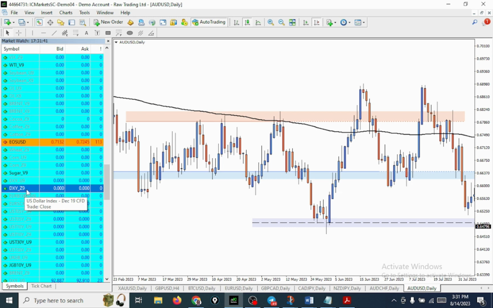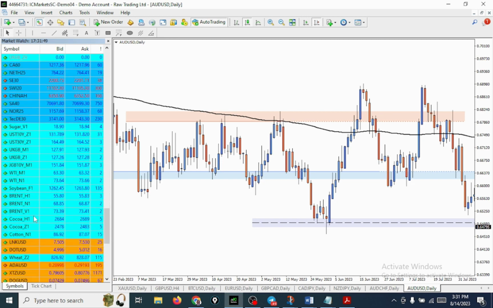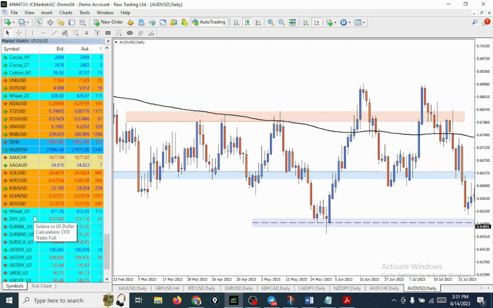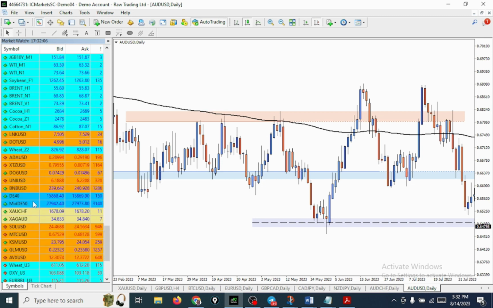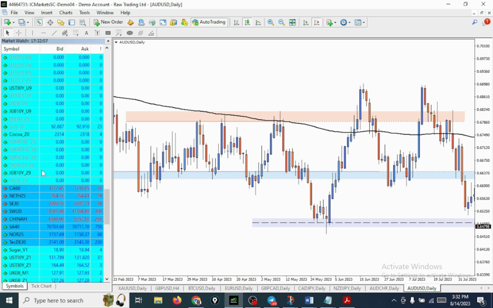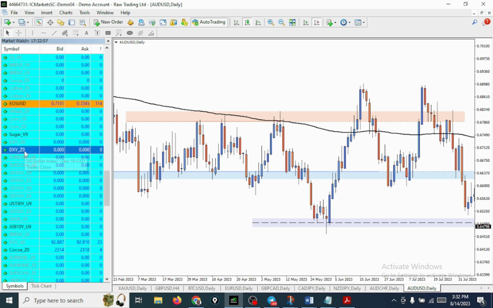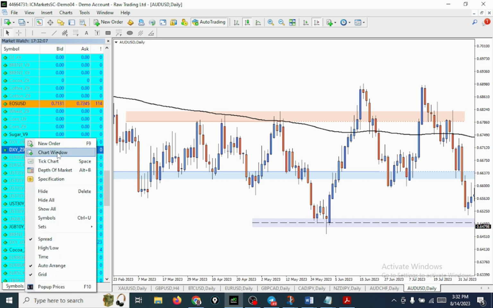Dollar index. Alright, this is Z9. I don't know if this is the particular one I'm looking for, but let me see. If it is not it, then I should go for that particular one. Dollar index September. This CFD is another dollar index. Let me take the first one, I think it will help us. Just hold on a minute, guys. Let's take this and see what this chart is doing.